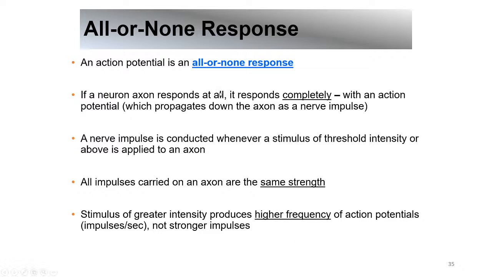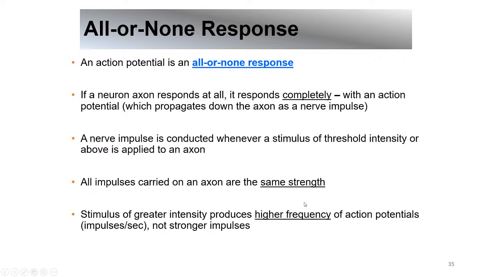All right, so if a neuron axon responds at all, it responds completely with the action potential. The nerve impulse is conducted whenever the stimulus reaches threshold intensity or above, and all impulses carried on an axon are the same strength. You cannot have super strong action potentials and weak action potentials. They're all the same. And then a stimulus of greater intensity may produce higher frequency of action potentials, but not stronger impulses.